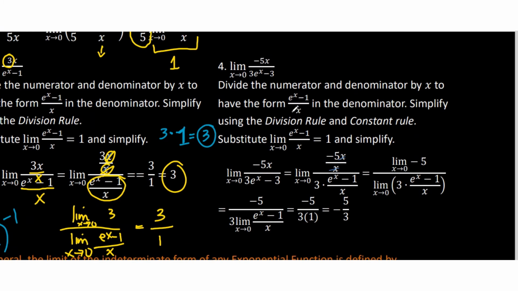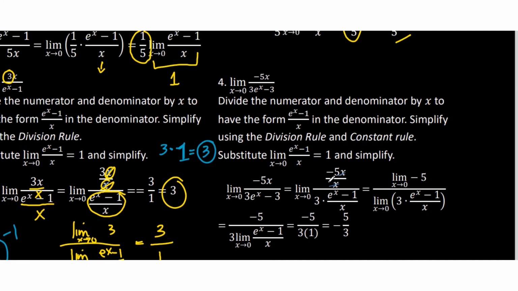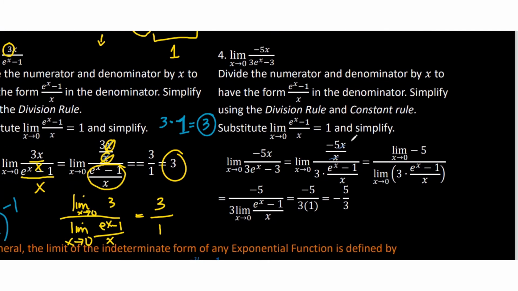Okay? So, katulad nito ang number 4. In number 4, nag-divide tayo ng x sa magkabilaan, numerator and denominator, so that ito ay magiging 1 na by direct substitution. Naging 1 yan. Kaya ito naging 3 times 1 na lang siya.